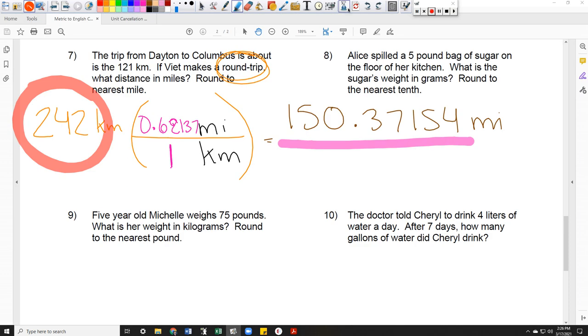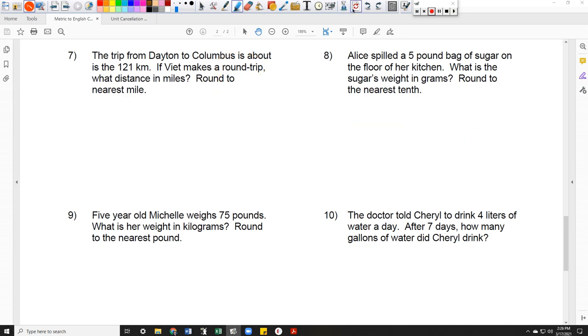Now let's look over at number 8. 8 was very, very straightforward. There was no tricks to it. It says, Alice spilled a five-pound bag of sugar on the floor of her kitchen. What is the sugar's weight in grams? So the other thing I want to ask you is, pounds and grams. What type of measurement is that? Mass, volume, or length? Mass. Are they both metric, both English, or a combination? Okay, because grams is metric, pounds is American or English.